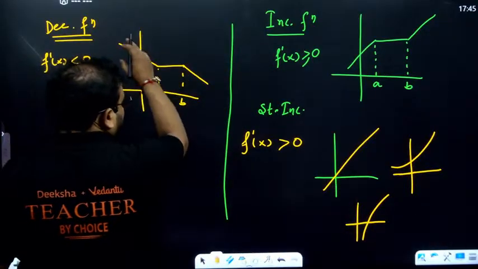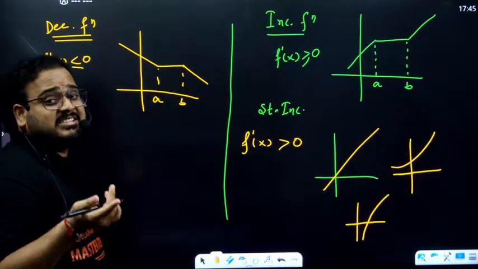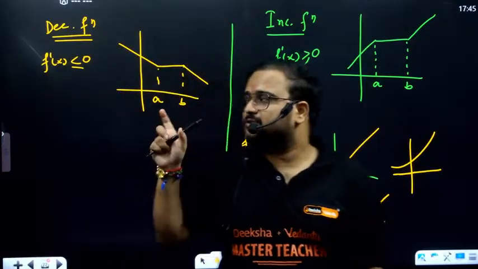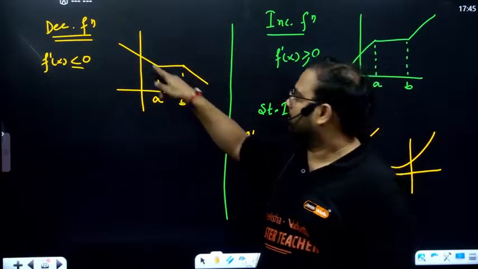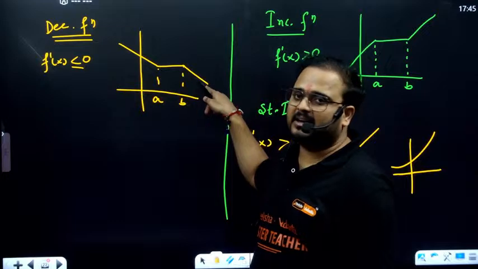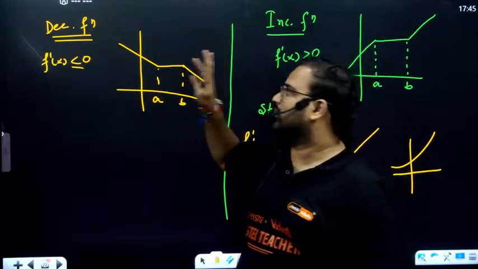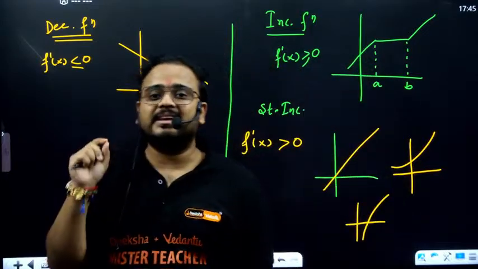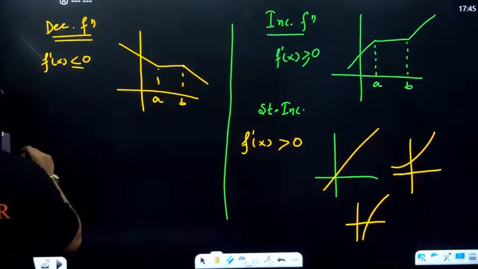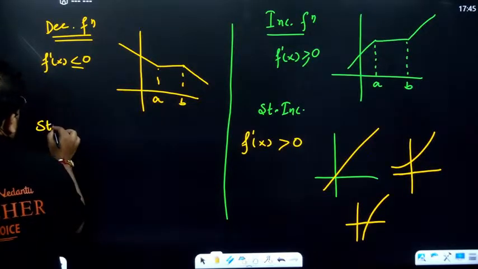So this is a decreasing or non-increasing function. It has a branch where it is constant, but it is not increasing. Decreased, constant, again decreased. It is not increasing. That's why it's sometimes called non-increasing nature. Other one is what? Strictly decreasing.